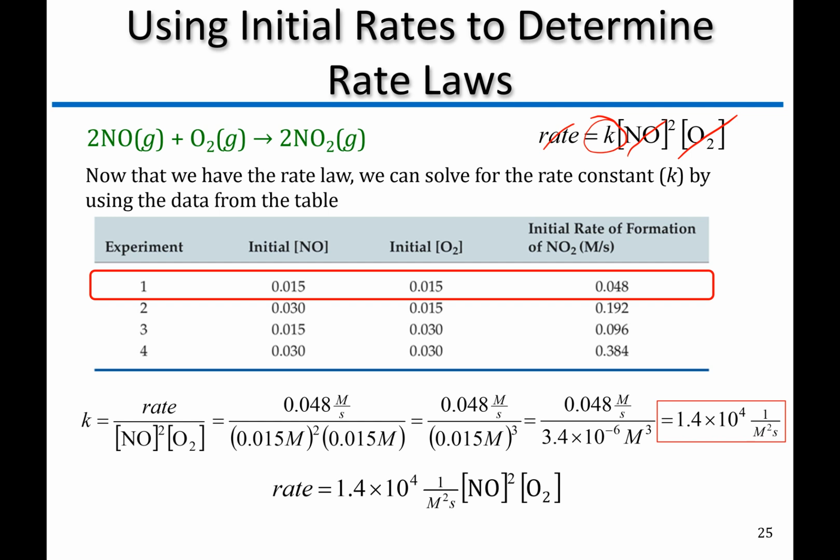Okay, after that, we want to know what our constant is. So we select one experiment and then solve for K using the data from that experiment. Now with that, we have our K value, so we can write our complete rate law. We just plug in our value of our constant and keep the same orders that we found before, and that's our complete rate law.